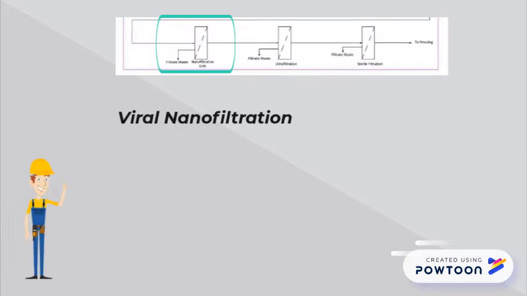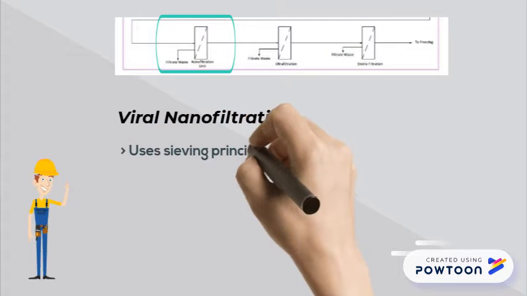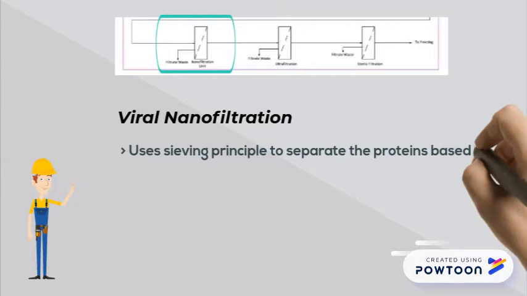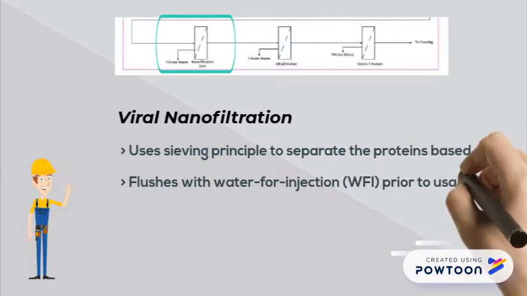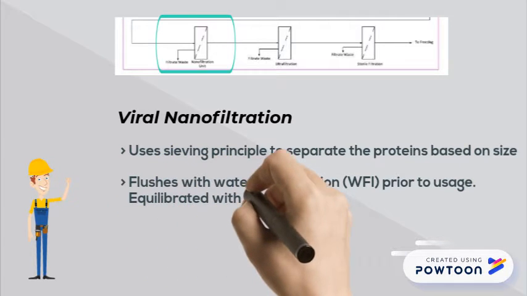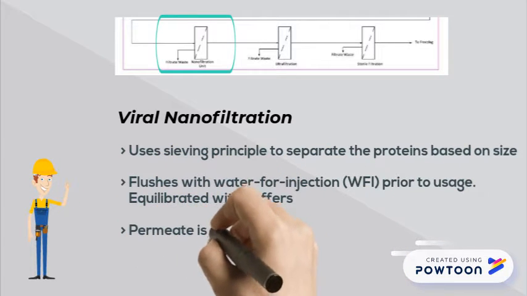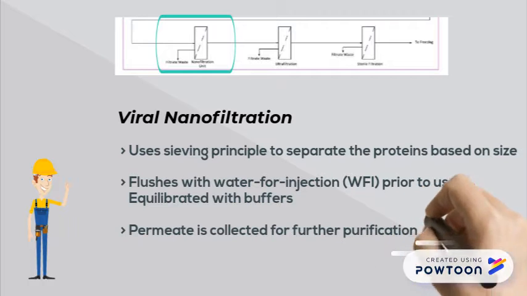Viral nanofiltration is a size-based membrane separation in which proteins can easily pass through the hollow fiber walls of the membrane while viruses are captured within the pores. The filters and unit must be flushed thoroughly with WFI and be equilibrated with equilibration buffer.